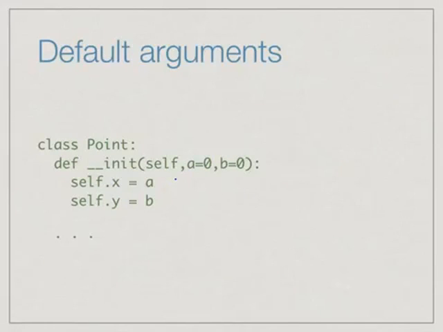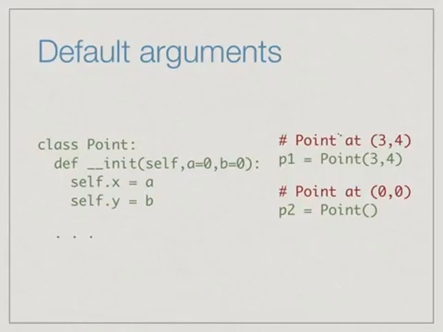Now we have seen earlier that in Python functions, we can provide default arguments, which sometimes makes the arguments optional. So for instance, if we want to say that if we don't specify the x and y coordinates of a point, then by default the point will be created at the origin. So then we can use a equal to 0 and b equal to 0 as default arguments, so that if the user does not provide values for a and b, then x will be set to 0 and y will be set to 0.